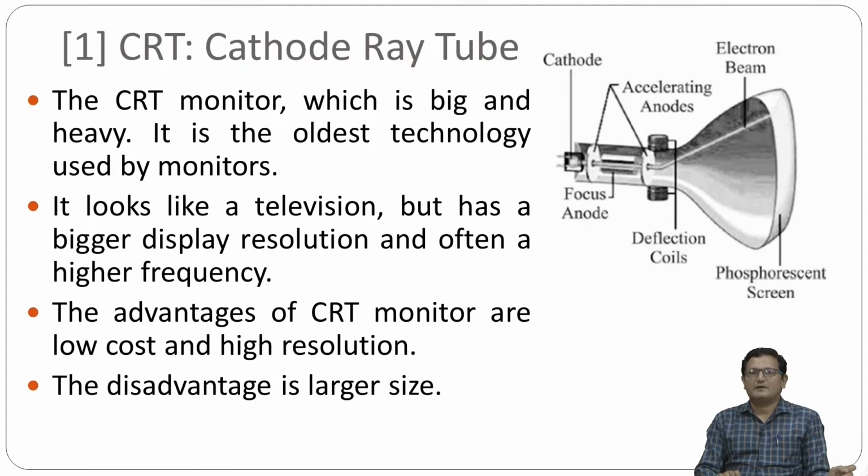The advantages of the CRT monitor are low cost and high resolution. So here, at a low cost you can get the higher resolution, but you are not getting that much higher resolution which can be produced by an LCD or LED monitor, right? The disadvantage is a larger size, right? So already I have spoken a lot of disadvantages. It consumes more energy, you need more space, it's bulky, and it has a larger size.